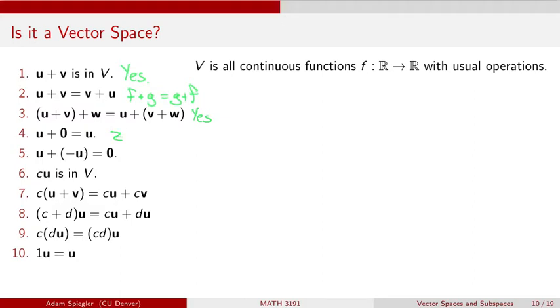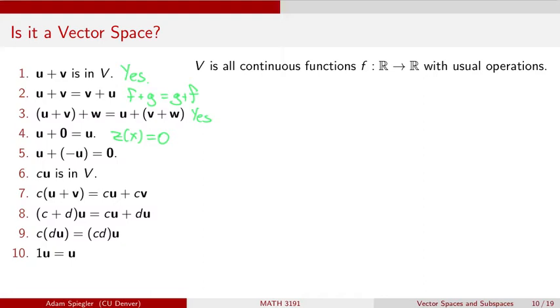Do we have a zero vector in this case? We do. I'll call this z of x, would just be the function that is equal to 0. So if I add this to any other continuous function, it won't change the value of that function. We'll get the same function back. And this function, z of x equals 0, that is a continuous function.